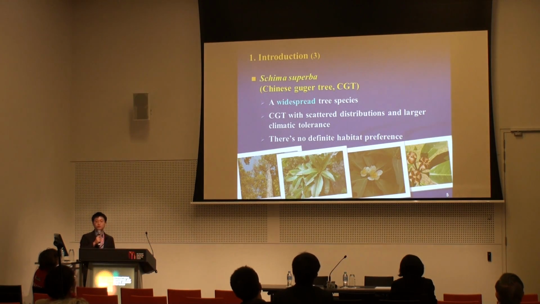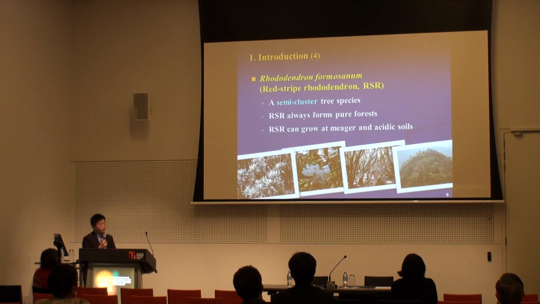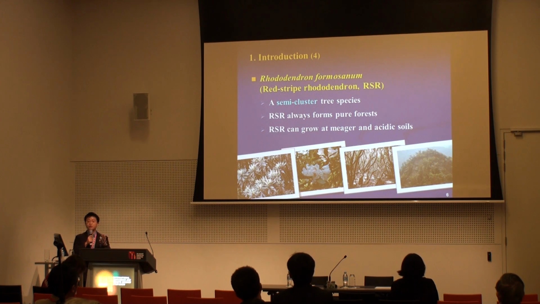The target species we chose from central Taiwan is a widespread species, the Chinese Gugertree, which we call the CGT. CGT is a common species in Taiwan's mountains, and it can grow in a broad geographic and environmental space, so it's very popular in Taiwan's mountains. The second species is a plum species. Its name is Rusty striped rhododendron, which we call the RSR. That species always forms pure forest and can grow in acidic soil, and is specialized in soil attributes. Because the 2 species have significantly different ecological roles, that's why we want to use them to make a comparison.